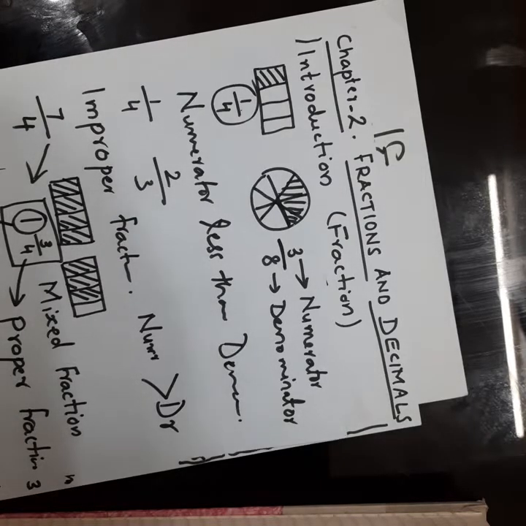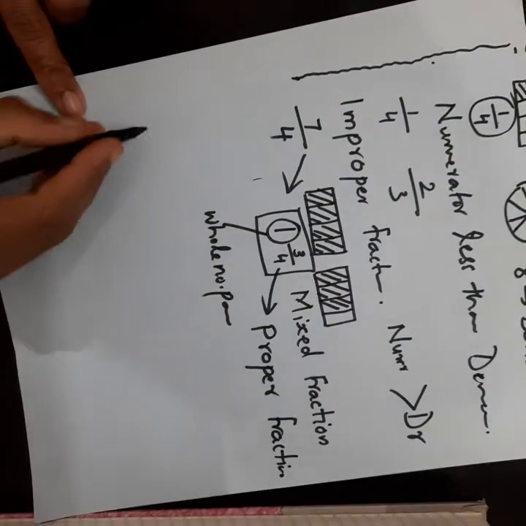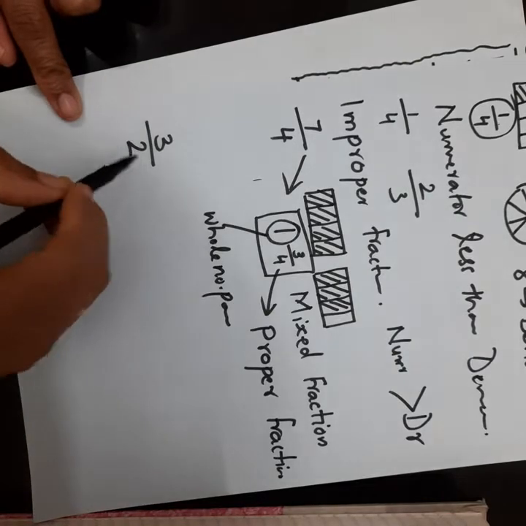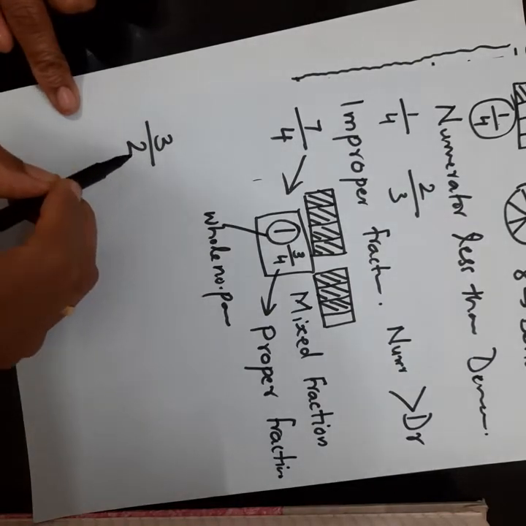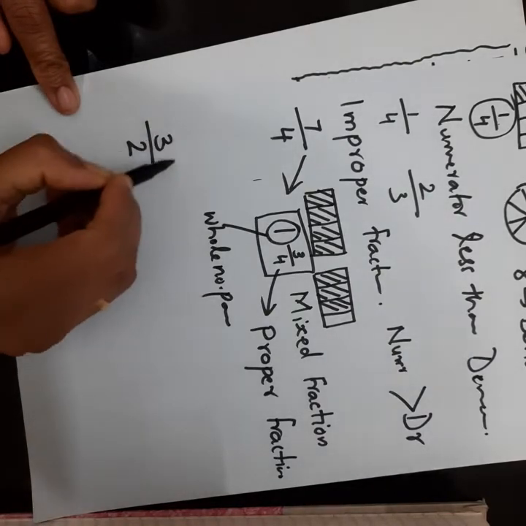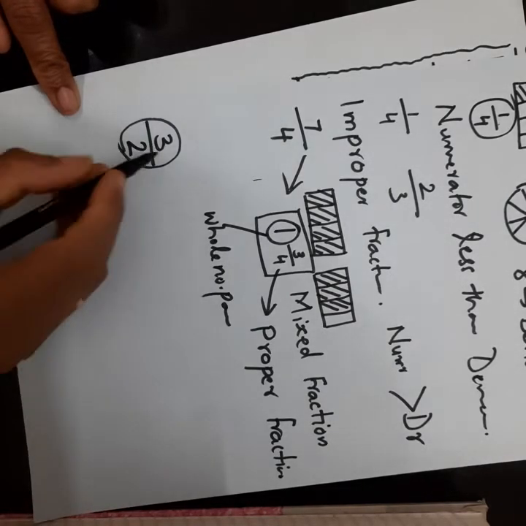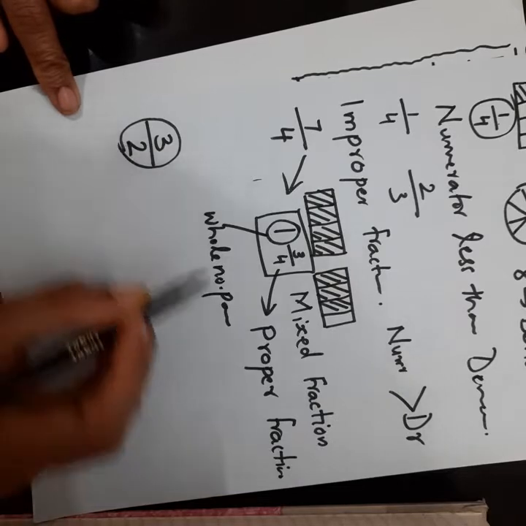Now, if there is a question like this, 3 by 2. How can I write this 3 by 2? This is an improper fraction. See, this is an improper fraction because the numerator is greater than the denominator. How can I express it as a mixed fraction?